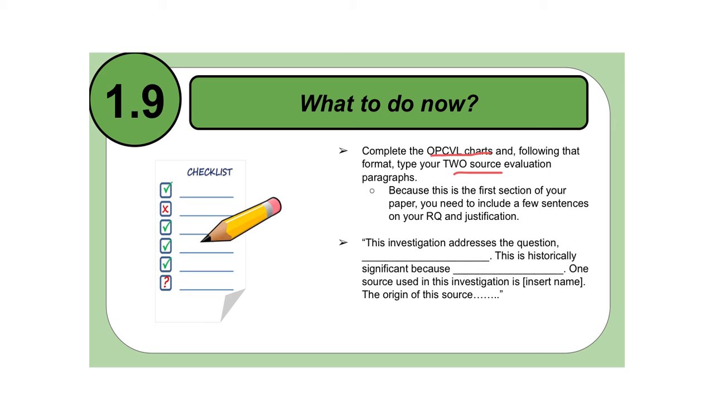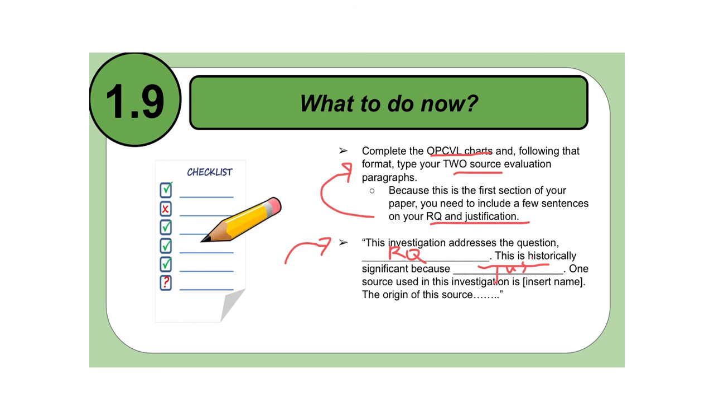Because this is the first section of your paper, you need to include a few sentences on your research question and justification. So you will type your research question and justification first, then you will do your two source evaluation paragraphs, because that's how your paper should look, and that's the format the IB wants anyway. This is how that first little section will go: this investigation addresses the question, and then whatever your research question is goes there. This is historically significant because, and then you put down why.